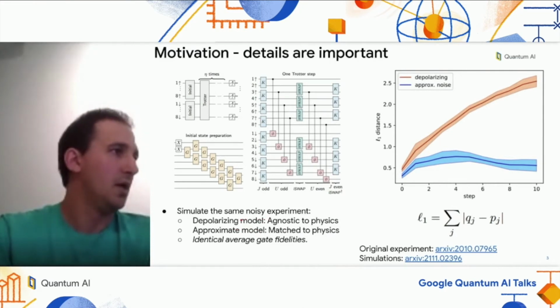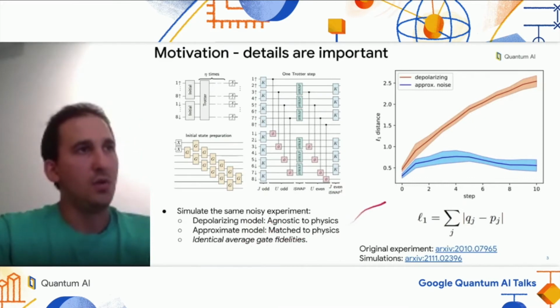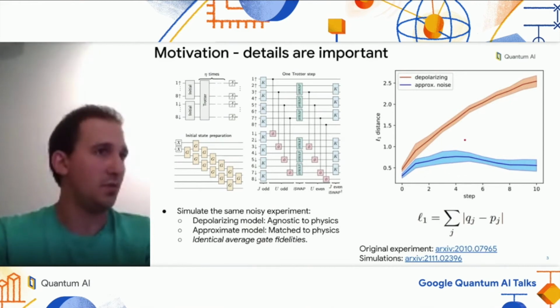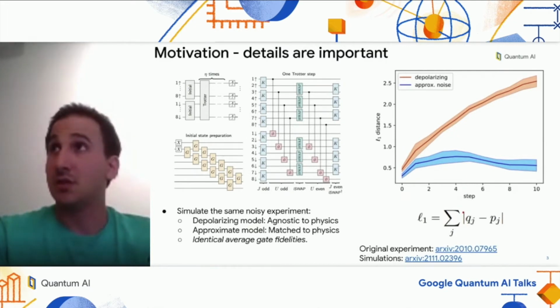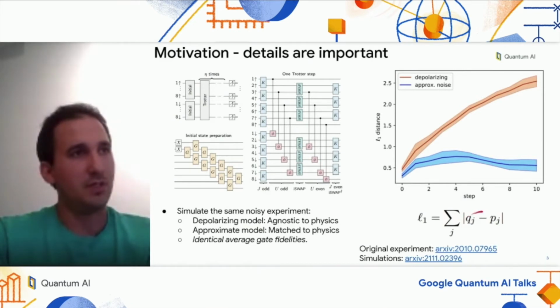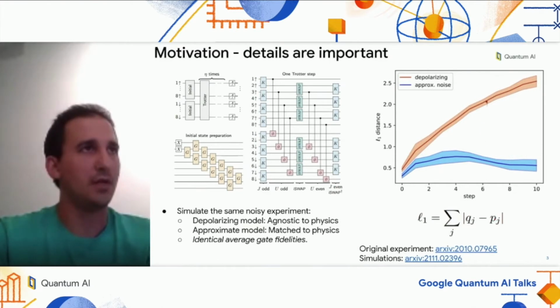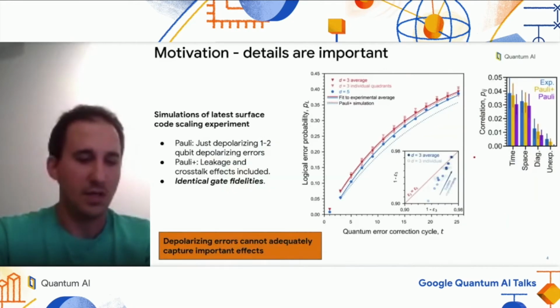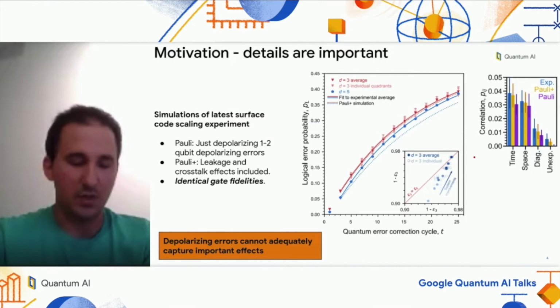In both cases, the predicted average gate fidelities are the same, but when you look at some of the resulting statistics, there is an observed discrepancy. Here I have a figure representing the L1 distance between the single qubit measurement statistics for the experiment and for the simulation. You see that there is quite a noticeable discrepancy between the noise agnostic model and the noise specific model.